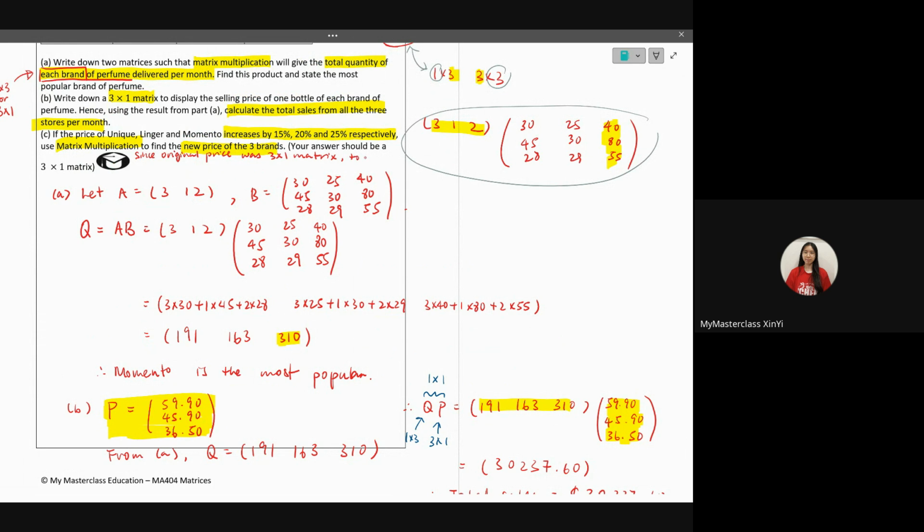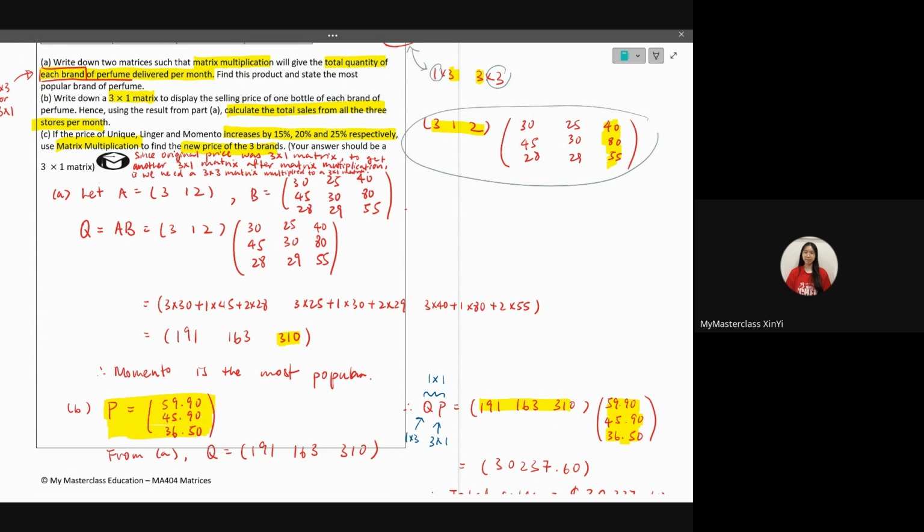Okay, to get another 3 by 1 matrix after matrix multiplication, okay, the only way to do that is we need a 3 by 3 matrix multiplied to a 3 by 1 matrix. Okay, so that's our goal.